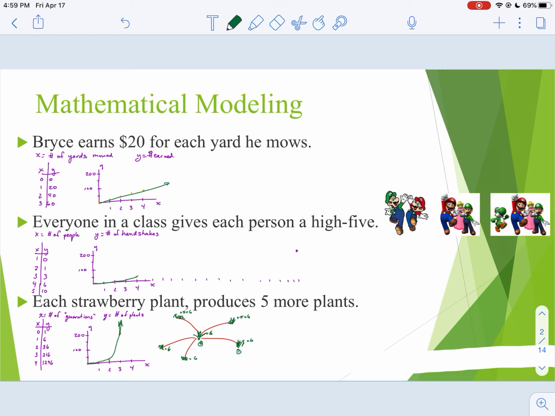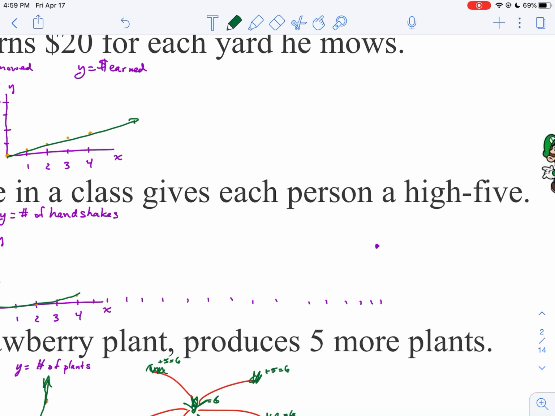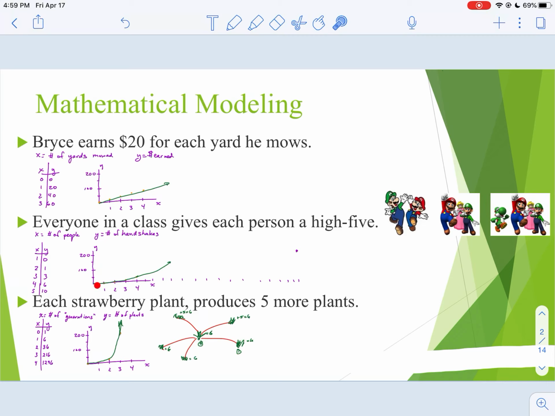Let me do a quick review. So why am I doing this? I want you to think about mathematical modeling, and I want you to think about how scenarios are different. Here it's going up by 20 each time, and so we get a line here. Here it's increasing, so the line starts off really shallow, and you'll just have to trust me on this a little bit. Eventually it's going to curve up. And so that change is increasing each time. So it's going up by 1, up by 2, up by 3, up by 4.